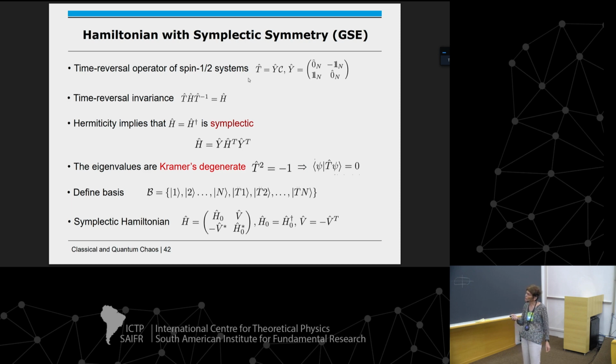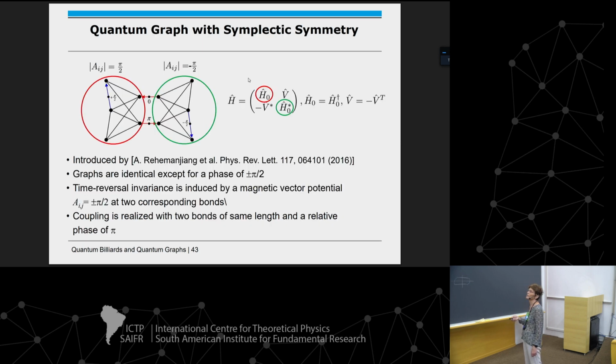And the general structure of such a Hamiltonian is of this form. So you have here a Hermitian matrix. Here you have the complex conjugate of the Hermitian matrix. Here you have a potential, V, that couples H0 and H0 star. And here this is minus V star. So that's the structure, and this is exactly what was done in the realization of quantum graphs. They just mapped such a Hamiltonian onto a graph system.